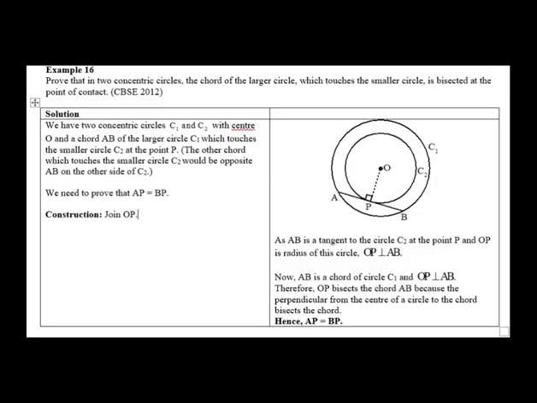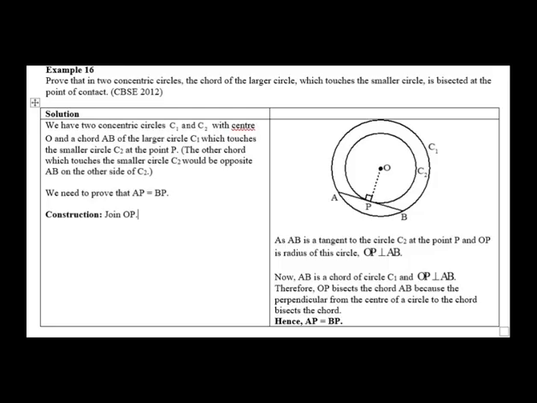Example 16. Prove that in two concentric circles, the chord of the larger circle which touches the smaller circle is bisected at the point of contact. Let C1 and C2 be the two concentric circles with center O. C1 be the larger circle and C2 be the smaller circle. Let AB be the chord of the larger circle C1 which touches the smaller circle C2 at P. We need to prove that AP is equal to BP.